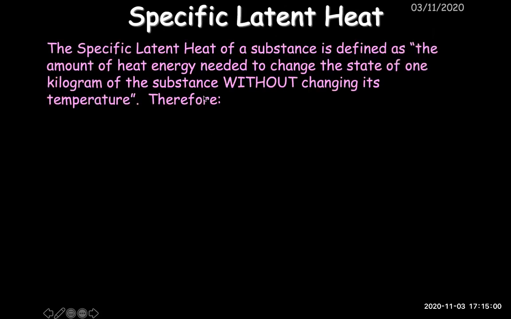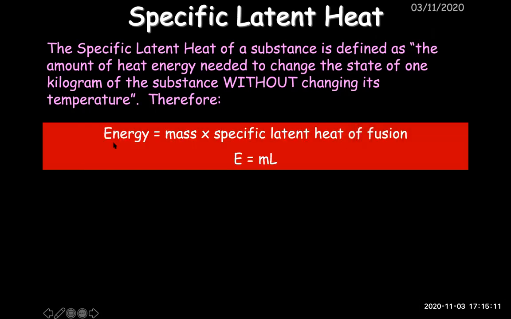So hopefully you paused it, because what we can talk about now is the specific latent heat of a substance. That's the amount of energy it needs to change state from one thing to another. The amount of energy it takes to change into something new is given by this equation: energy equals mass times specific latent heat of fusion, or energy equals mass times specific latent heat of evaporation. I'll show you the difference between them both, but basically they are the same equation.